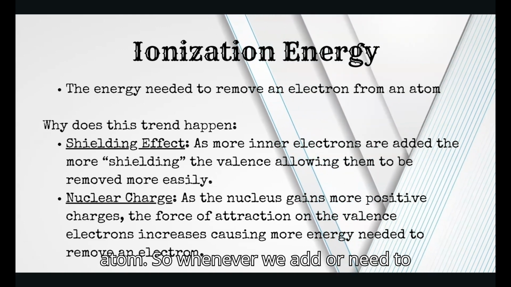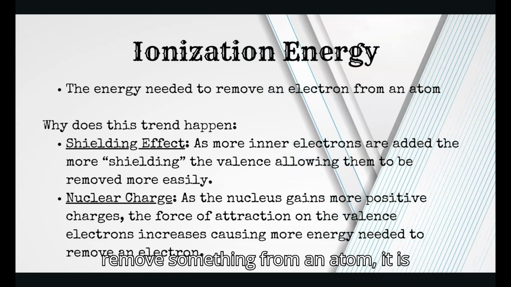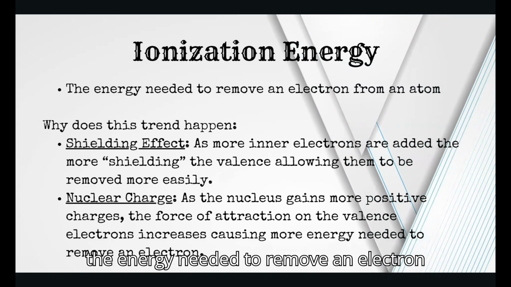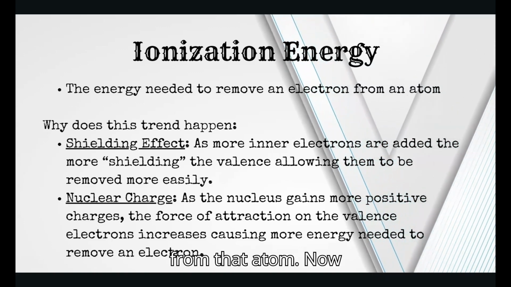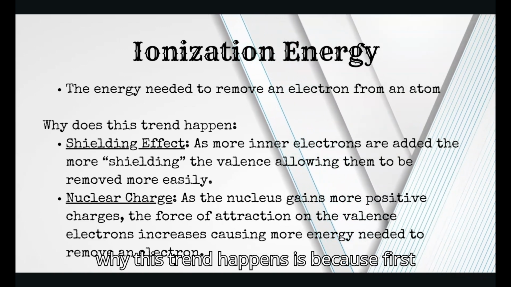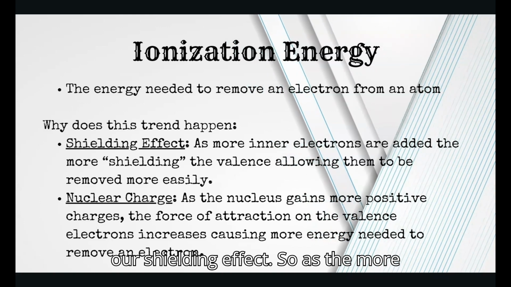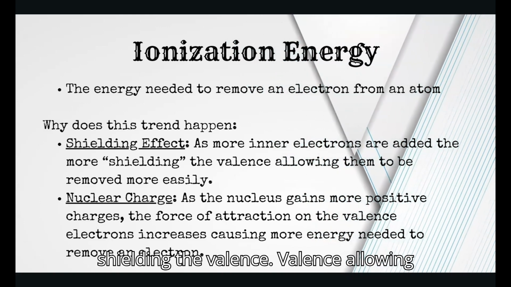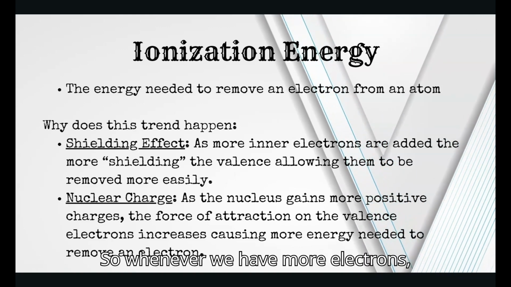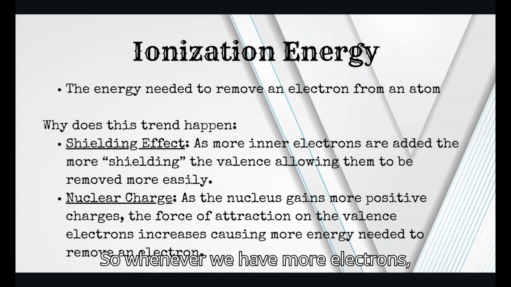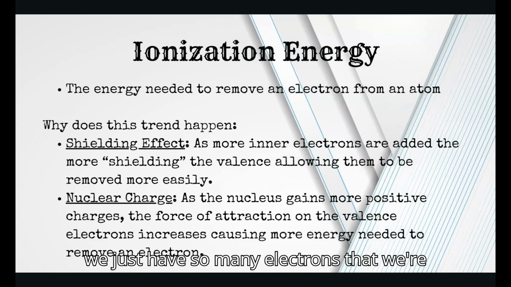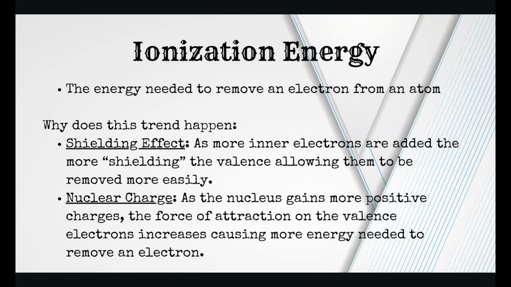So whenever we need to remove something from an atom, it is going to take energy to do that. Our ionization energy is the energy needed to remove an electron from that atom. Now, why this trend happens is because, first, of our shielding effect. As more inner electrons are added, there is more shielding of the valence electrons, allowing them to be removed more easily. So whenever we have more electrons, they are easier to take because we have so many electrons to take from.